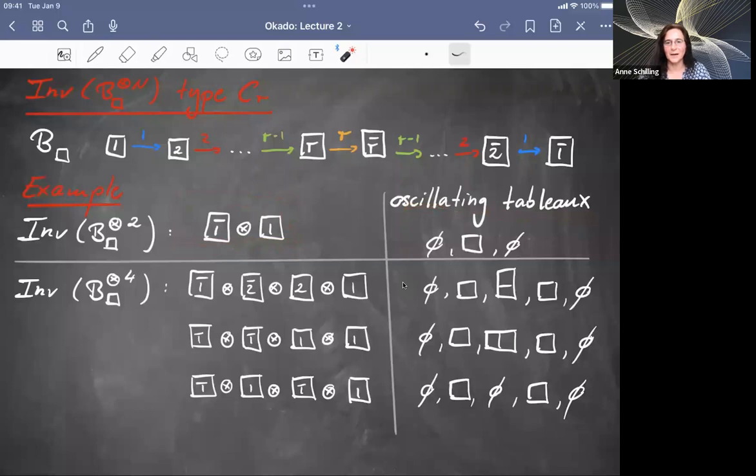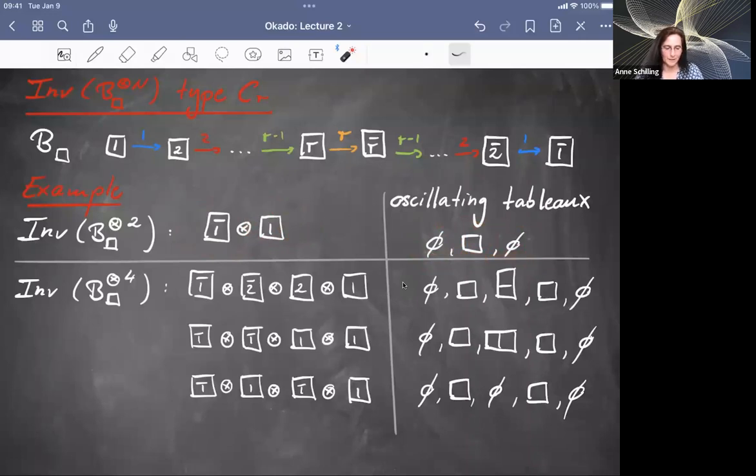So how do we get these oscillating tableaux? Well, I'm just going to keep track, looking from the right, of what the weight would be of my tensor factors up to a certain point. So I'm going to start with weight 0 or weight empty. And then when I add this particular element, that would correspond to weight a single box. And then when I look at both of them, I would be back at weight 0 or empty. So that's why in my oscillating tableau, I go from empty, single box, empty.